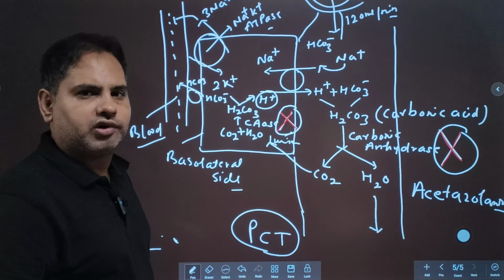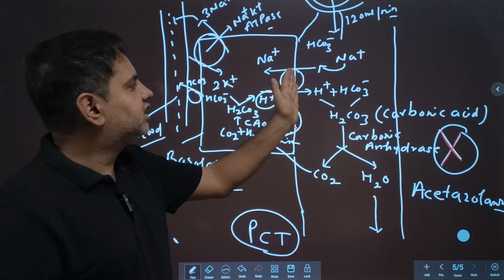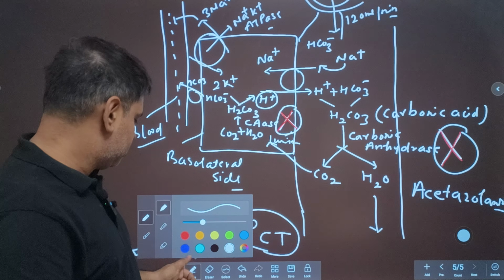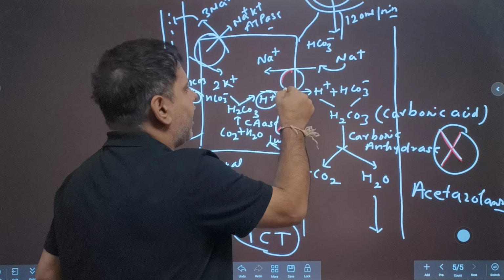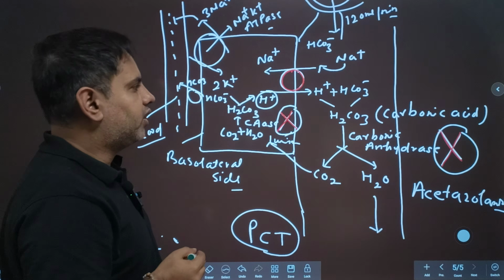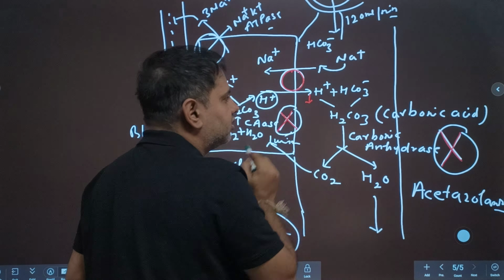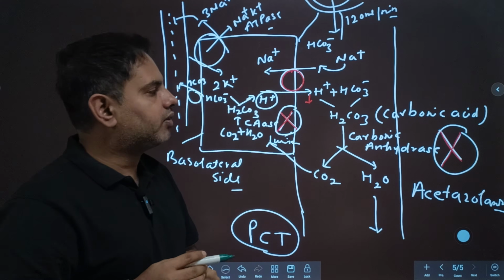No, right? Because H positive is less. So H positive is less, this pump is going to be affected. And if this pump is going to be affected, what will happen? The H positive ions are going to decrease. So H positive ions are not available to combine with the bicarbonates.